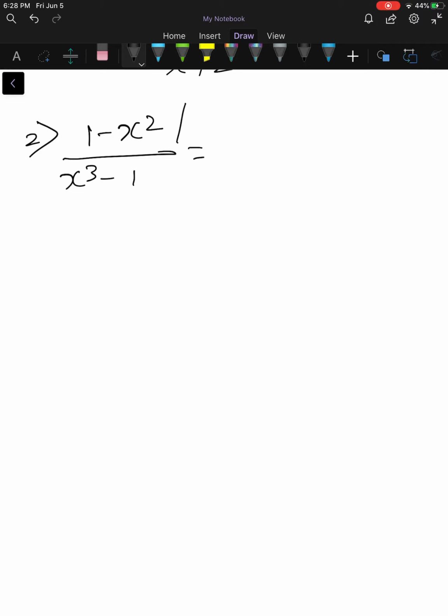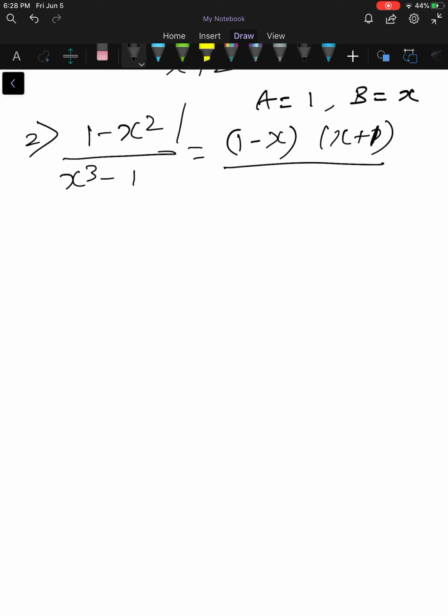Again, the numerator is of the form x square minus b square, but the values of a and b are interchanged. A is 1 and b is x. So use the formula a square minus b square. You will get it to be 1 minus x times 1 plus x, or x plus 1. It is one and the same.